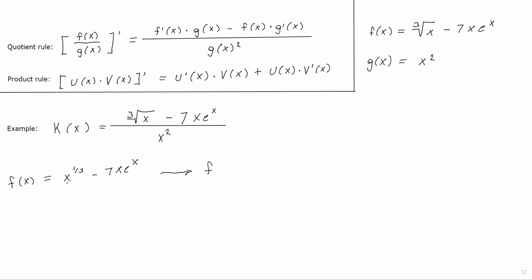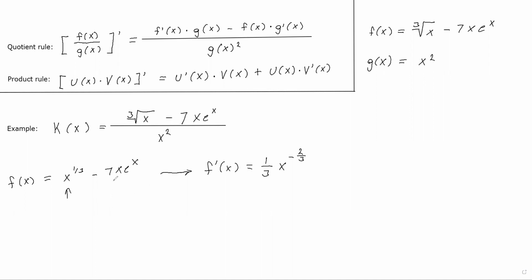We can do this by parts. This first part is fairly simple to differentiate. We take this 1/3, bring it out front, and then subtract 1 from the exponent. So we have 1/3 x, and then we subtract 1 from 1/3. So 1/3 minus 1 is negative 2/3. Just like that, we have that first term taken care of. Actually, let me put that in my calculator to make sure that's right. Okay, just double checking, it doesn't hurt to double check.